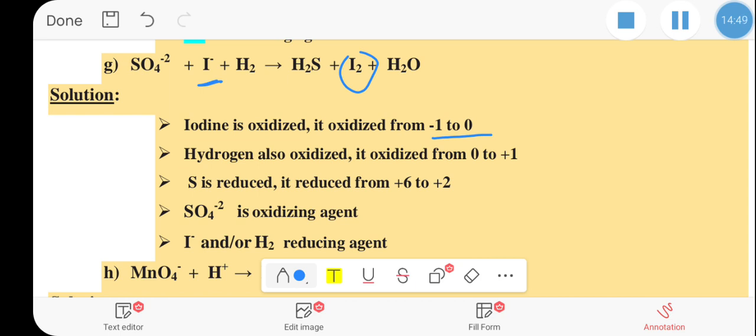Hydrogen is oxidized from 0 to plus 1. Therefore, we have two oxidized substances. Sulfur is reduced from plus 6 in the reactant side to plus 2 in the product side. Therefore, sulfate ion is the oxidizing agent because the sulfur that exists in the sulfate ion is reduced.